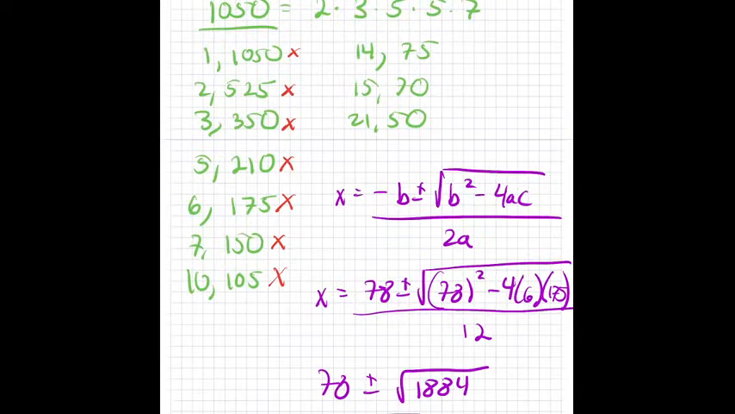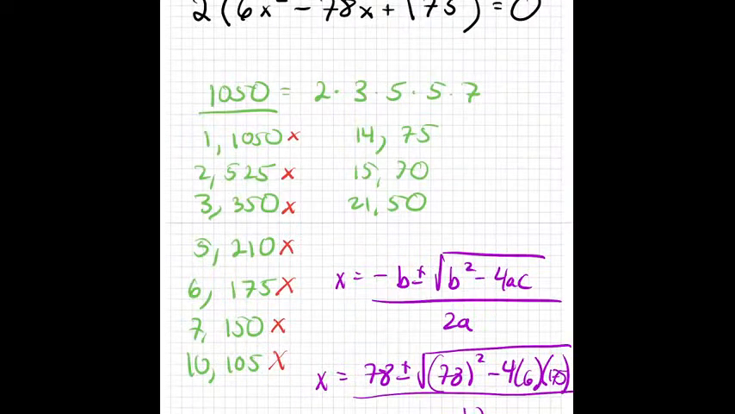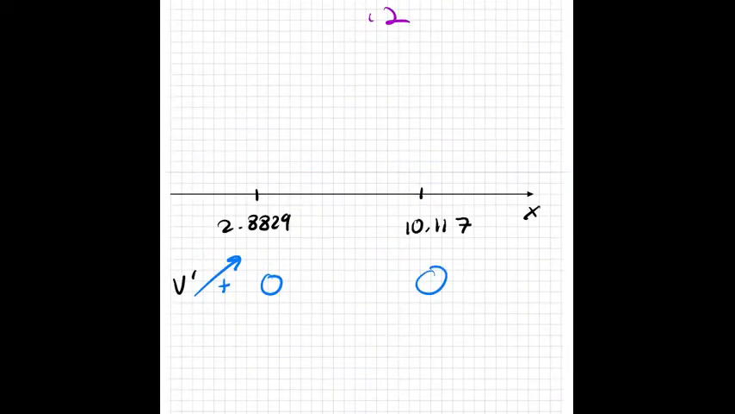So if we plug in 5, hey Siri, what's 12 times 5 times 5 minus 156 times 5 plus 350? It is negative 130. We got a negative result, which implies that the original function should be decreasing. That's what we wanted. Okay, let's choose something larger than 10.